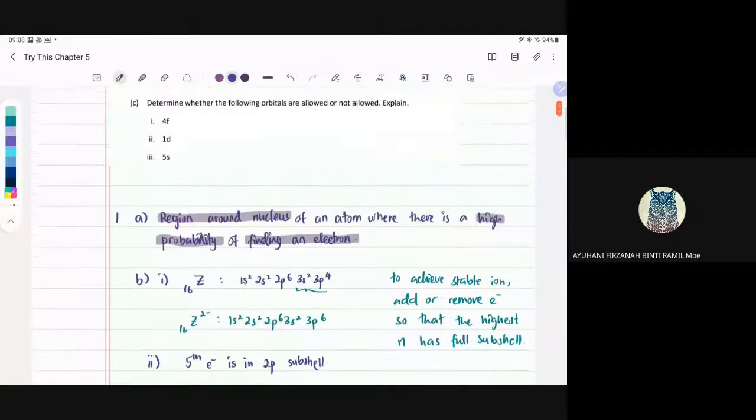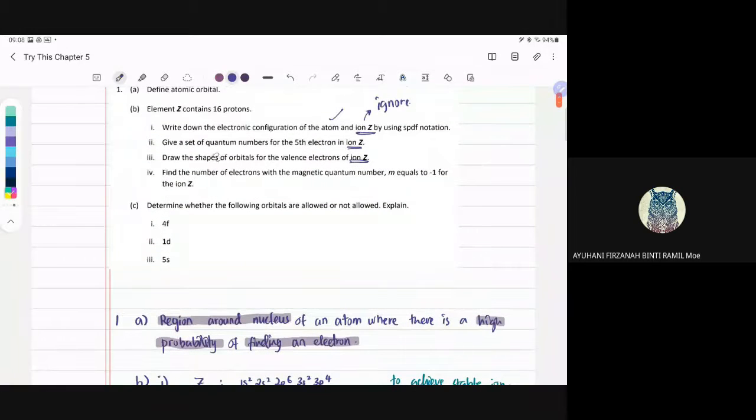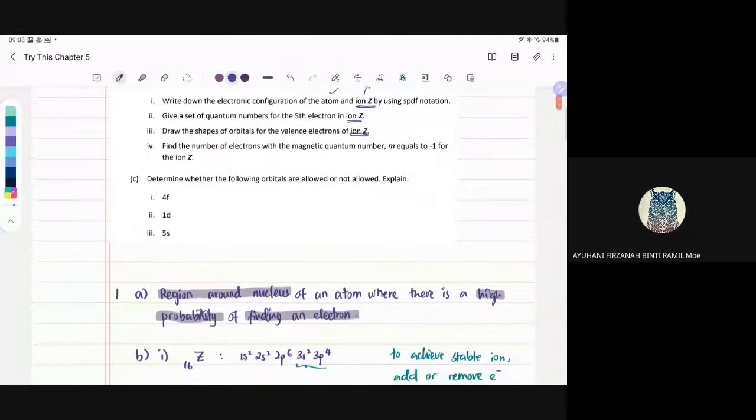Right. Now, let's have a look at the next question. Soalan 3. Draw the shape of orbitals for the valence electrons of ion Z. Okay, so valence electron ni pun sebenarnya dalam chap 7 ni. Soalan ni soalan silibus sama.